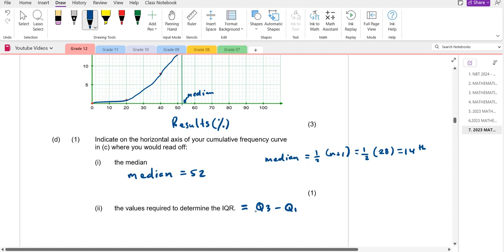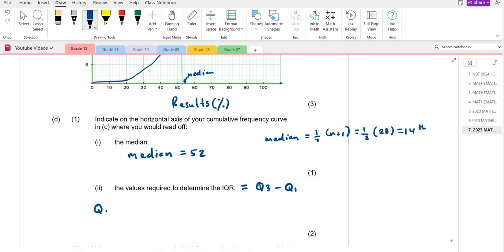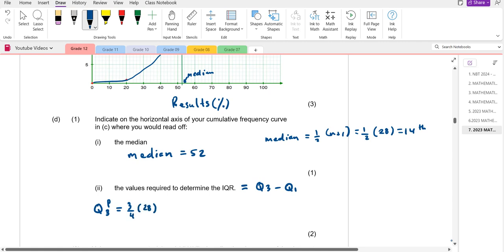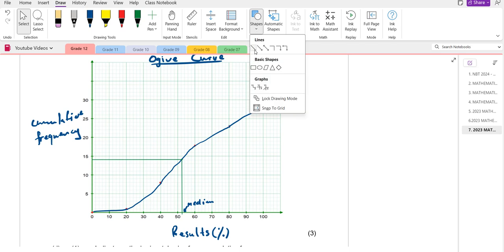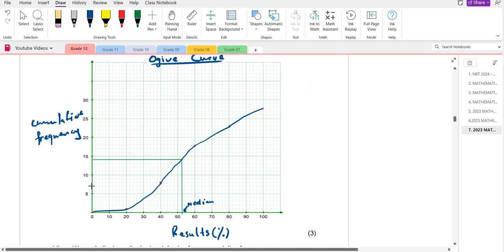Now we need to find the Q3 position. Right, so Q3 position is 3/4 into 28, into n plus 1. 3/4 into 28, 28 divided by 4 is 7, 7 times 3 is the 21st, right? And Q1 position is quarter into 28. Quarter into 28 is the 7th position, right? So 21st and 7th. We need to go to 21 and 7 as well. Let's go to 7 first and then 21. 7 is right here. Let's take that out. This is a green line.